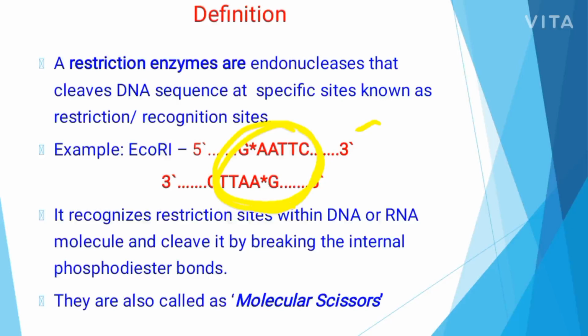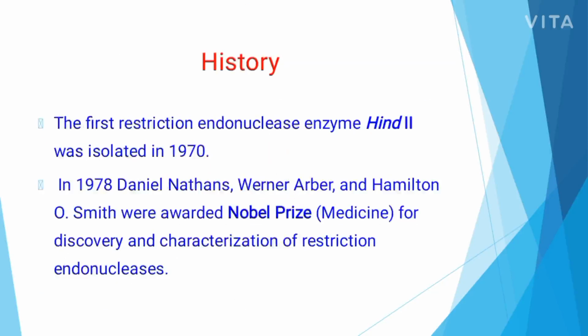So, in the whole, you can define restriction enzymes as endonucleases which produce internal cuts at specific sites. Then coming to the history. These enzymes were first isolated in the year 1970, and the enzyme was HindII. A lot of work was done on these enzymes, and three scientists, Nathans, Arber and Smith, were awarded the Nobel Prize in the year 1978.